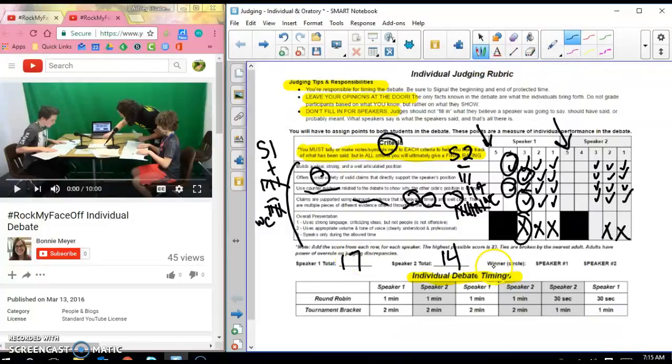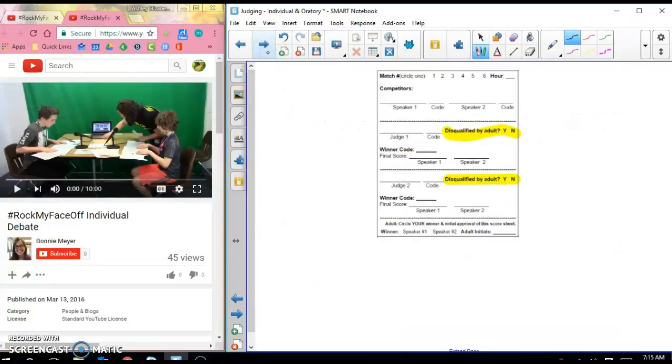And that one was 14. So then over here, I would circle my winner, which is going to be speaker number 1. Then the adult in the room is going to come around and hand you the sheet, and you will circle, okay, this was match number 1 in hour 1. You'll list the speakers and their codes.